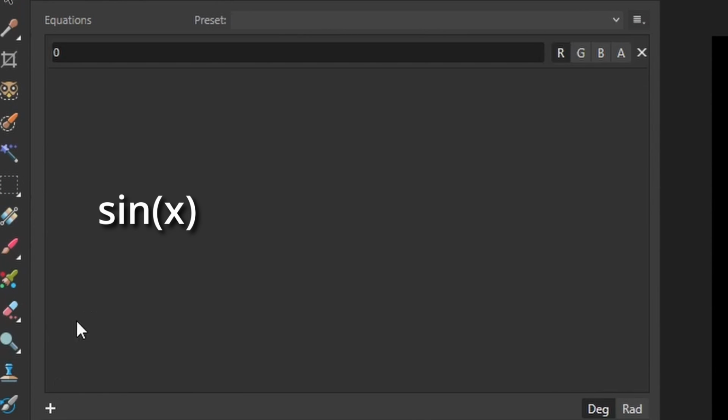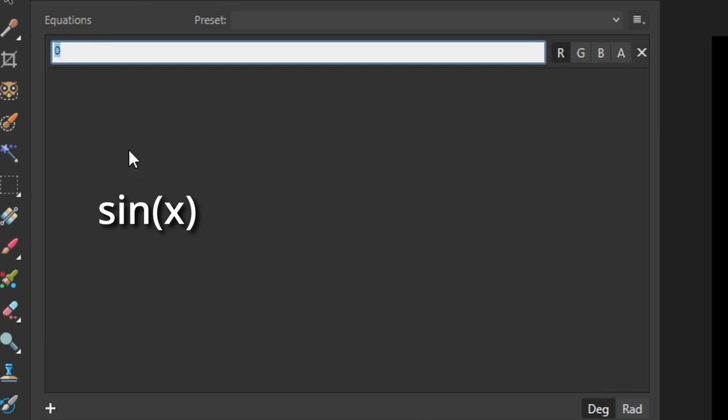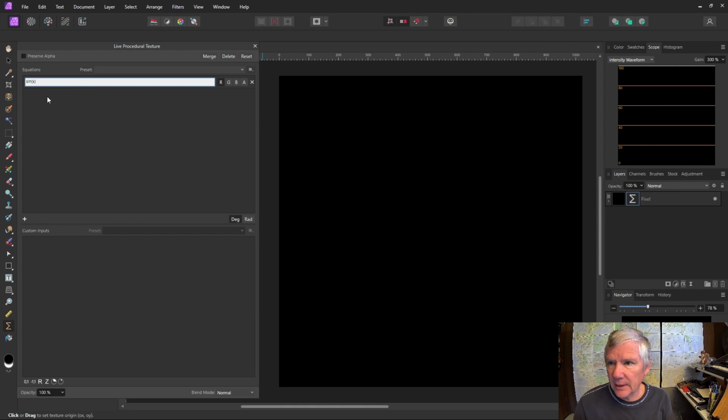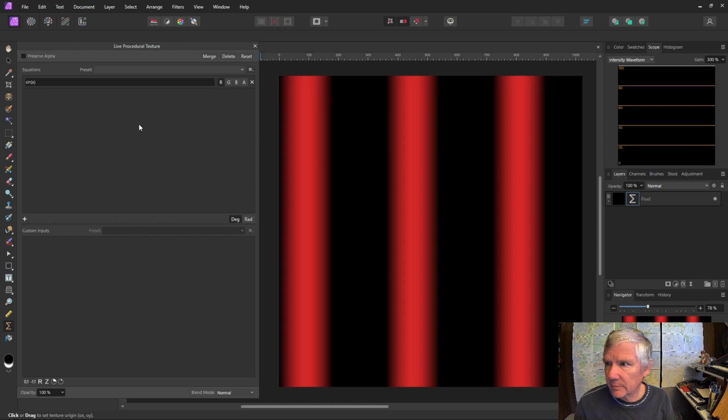I'm going to add a single equation, and I'm going to choose the sine of x. So I'm going to start with the sine function, and I'll just look at the sine of x. X is the position of the pixel, so that's sort of the pixel number starting on the edge at 0 and then increasing by 1 until you get over to 1024 over here. So that looks like that.